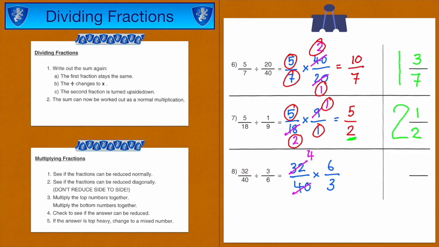And then 6 and 3 we can divide by 3. So we've got 2 times 3 and we've got 1 times 3. Now there's nothing we can do diagonally, so we just work it out now. So we've got 4 times 2 is 8 at the top and 5 times 1 is 5 at the bottom. So it's 8 over 5. That's top heavy, so we're going to say 8 divided by 5 is 1, so it's a big 1. Remainder 3 at the top, 5 stays at the bottom. 1 3/5.